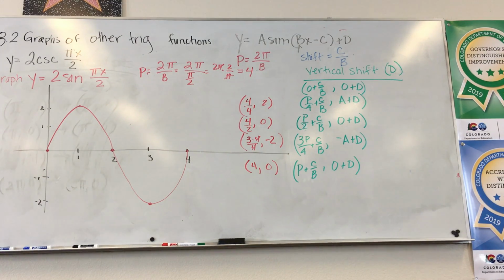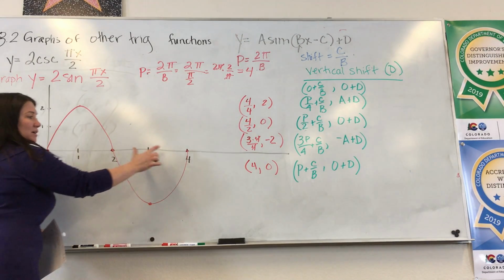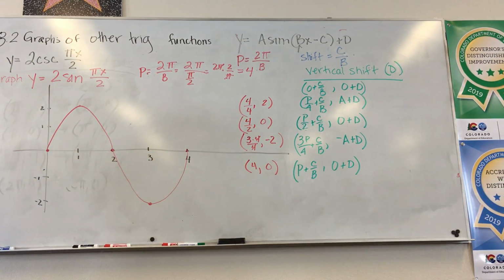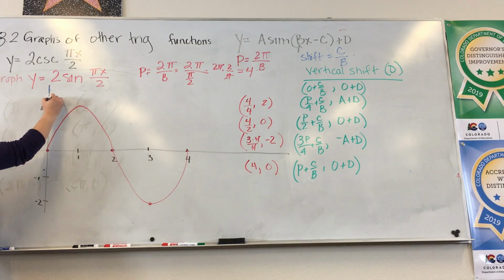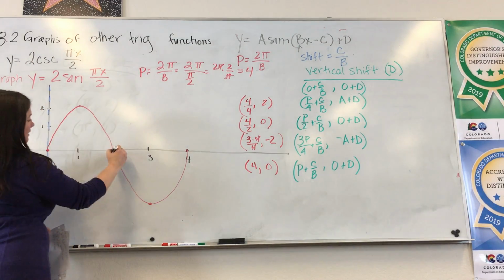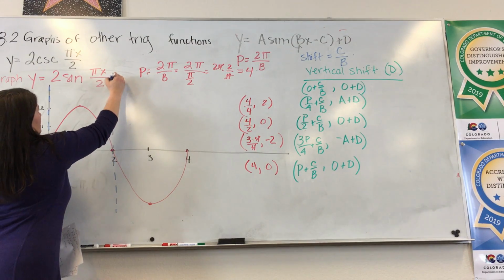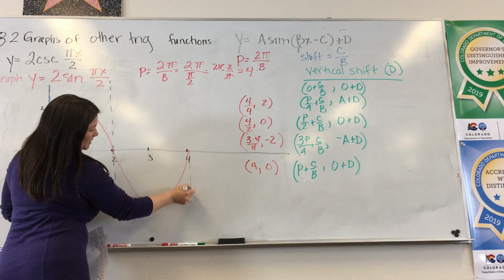There's my sine graph. Then you had asymptotes. Where are the asymptotes for my cosecant? 0, 2, and 4. Because everywhere the sine value is 0, 1 over the sine is undefined, so we have an asymptote. So I have an asymptote right here, right here, and right here.